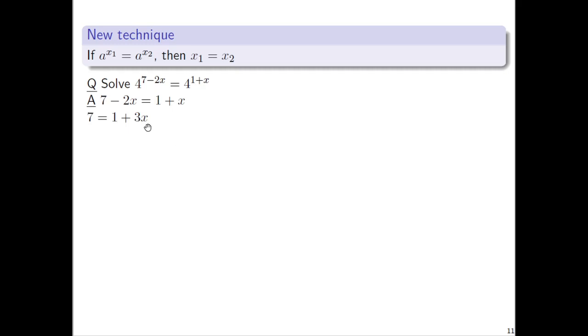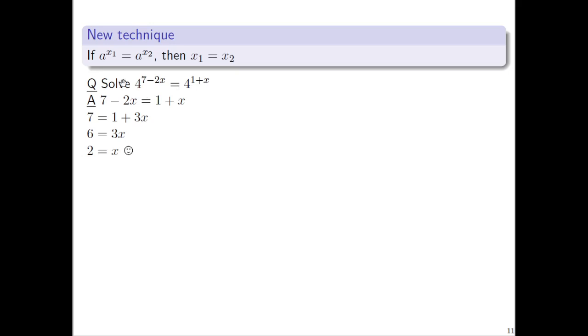Now, add 2x to both sides. So you have 7 equals 1 plus 3x. Subtract 1 on both sides. You have 6 is equal to 3x. Divide by 3 on both sides. And you have 2 is equal to x. Okay, we're done with this problem, but an important comment is in order.